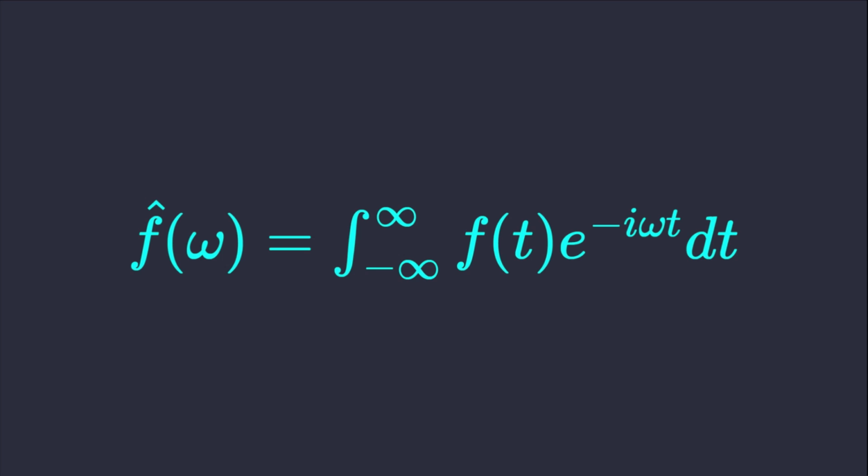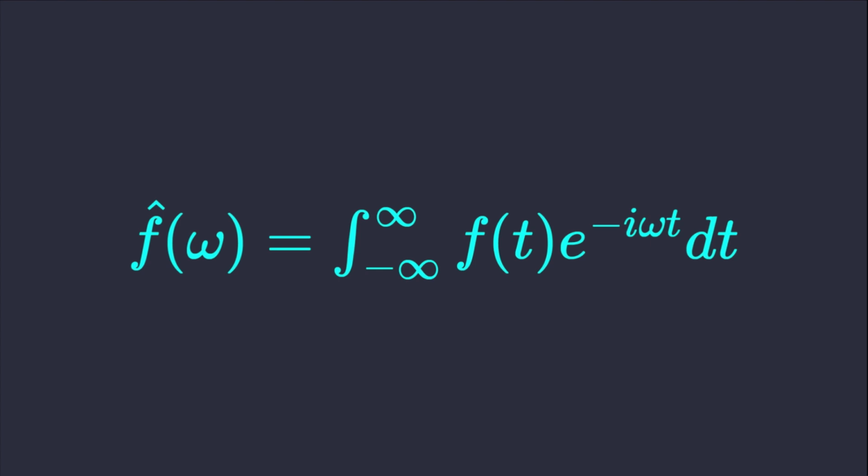The Fourier transform is an integral operator that maps a function from the time domain to the frequency domain. Mathematically, the continuous Fourier transform of a function f of t is defined by the integral from negative infinity to positive infinity of f of t multiplied by the complex exponential e to the power of negative i omega t, integrated with respect to t.